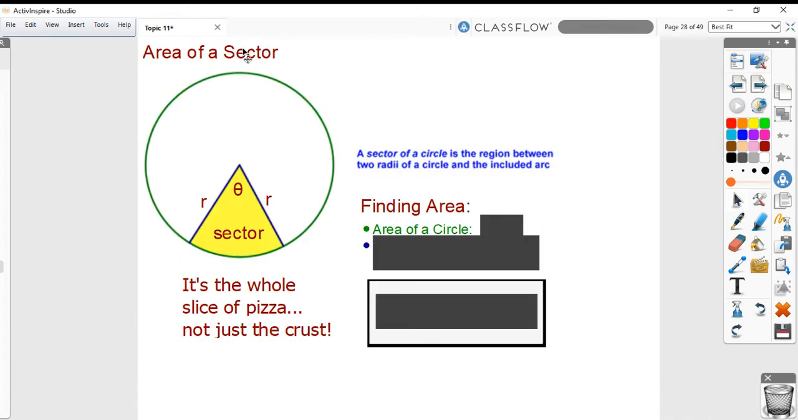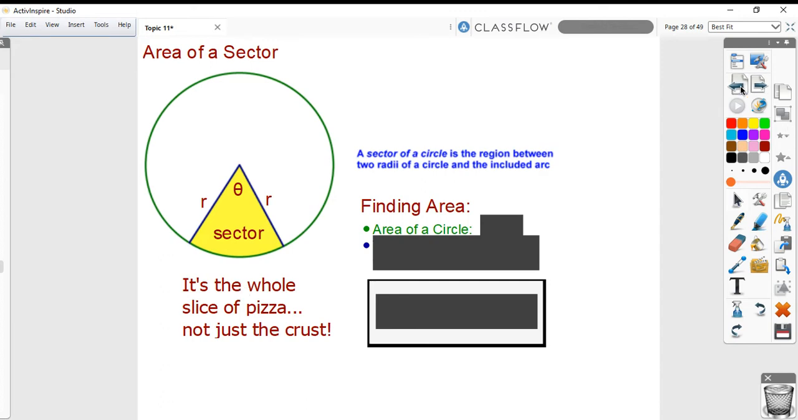So first let's define what a sector is. It's written on your page. A sector of a circle is the region in between two radii. So if you draw a radius here and a radius here, it's all this area in between those two line segments and the arc. It is the area of a slice of pizza.